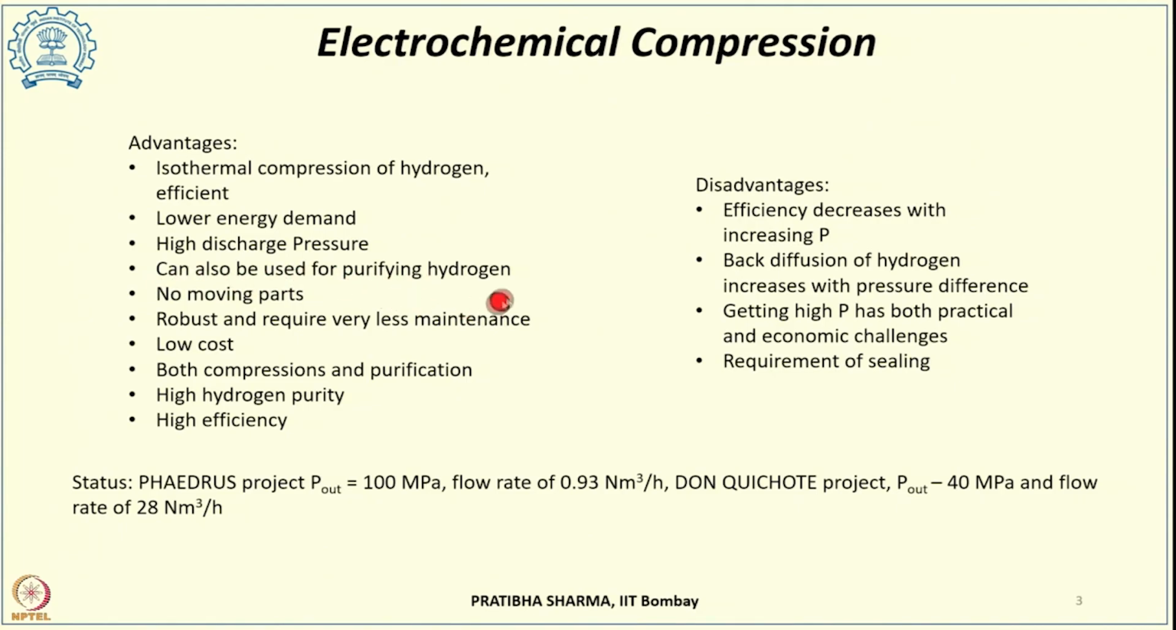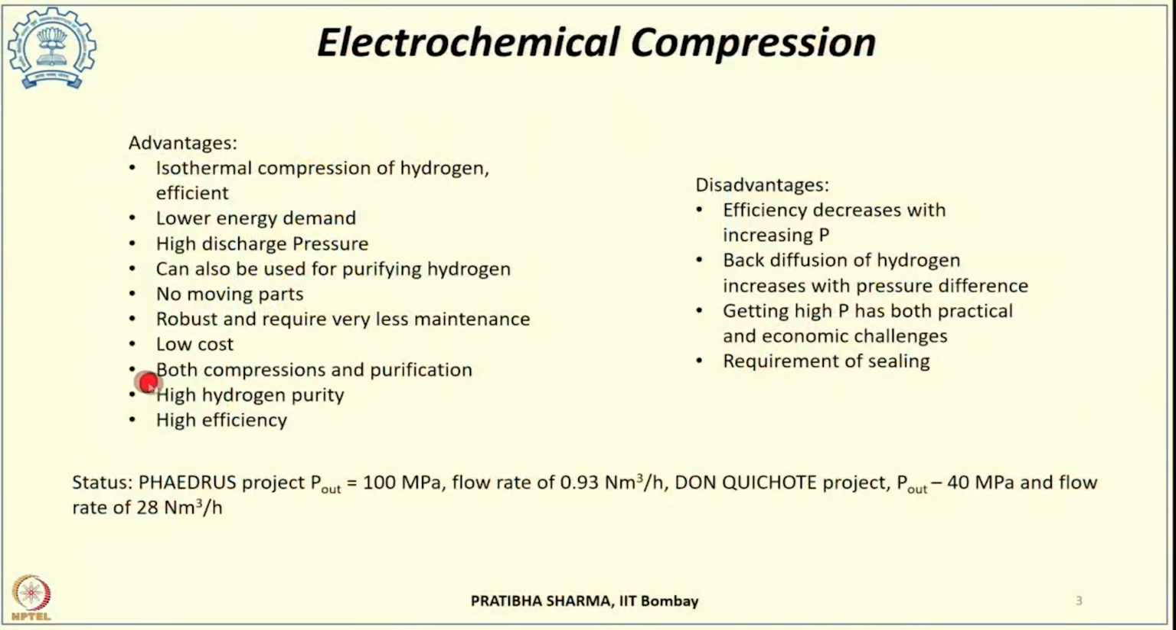So we can separate out hydrogen from a mixture of gases, as the membrane which is used is a proton conducting membrane. Only protons get permeated through the membrane and they recombine on the cathode side to separate the hydrogen from the mixture of gases. So it can be used to get high purity hydrogen.